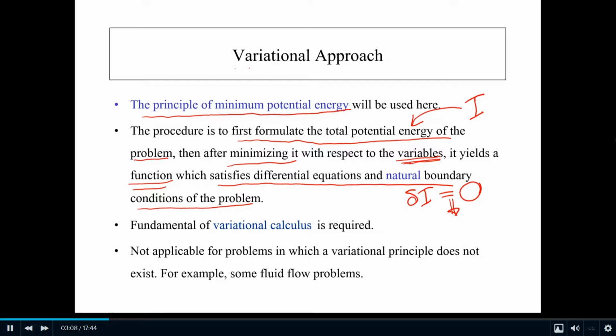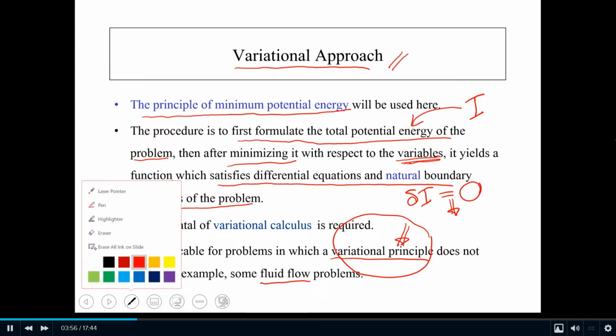Going with this approach, if the problem doesn't have a variational principle, then it's not applicable. That means you cannot apply this approach to certain problems that do not have a variational principle. Most of the problems we have do have this, but certain problems, no, like some flow problems, which of course are not going to exist in our case. In our case, continuum mechanics problems, I think you would have this, so no problem.